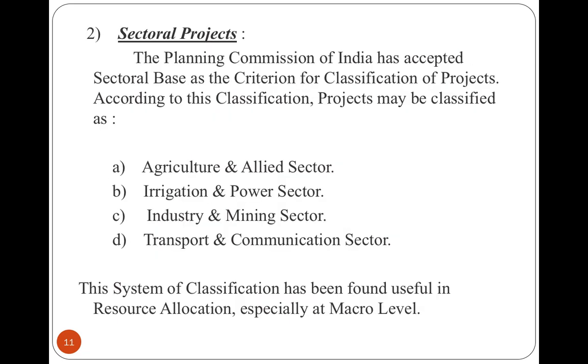Next are the sectoral projects. What is a sectoral project? It deals with the Planning Commission of India, which has accepted sector-based projects, classified as agricultural and allied sectors. So you have some projects related to agriculture. The government of India is also giving more scope for agricultural projects, irrigation projects and industrial mining projects, where much of the work will be handled by the government, right? And then transportation and communication projects. So these are the different sectors from the Planning Commission of India where you can implement projects.